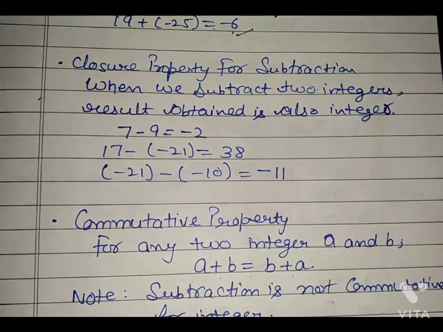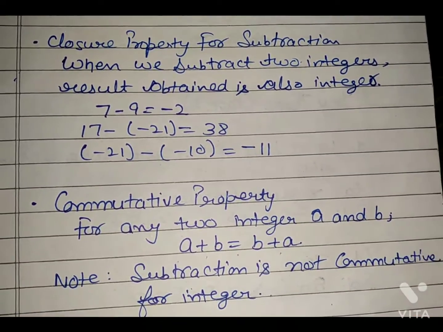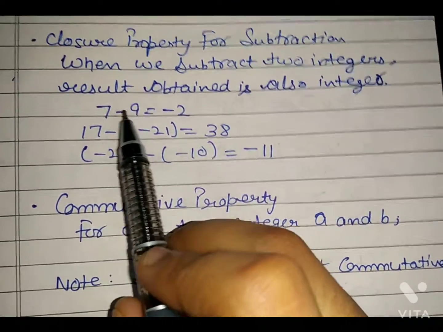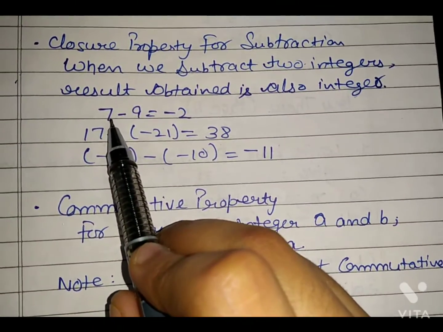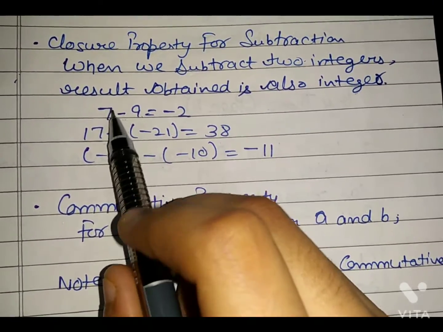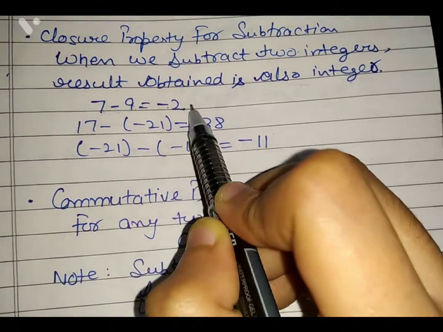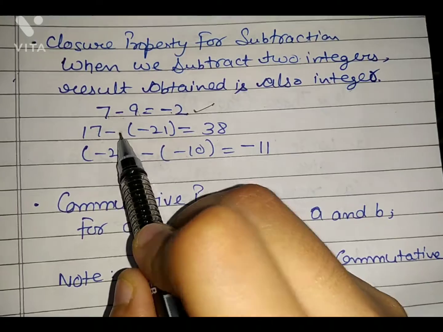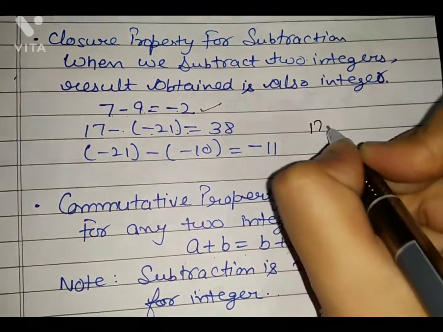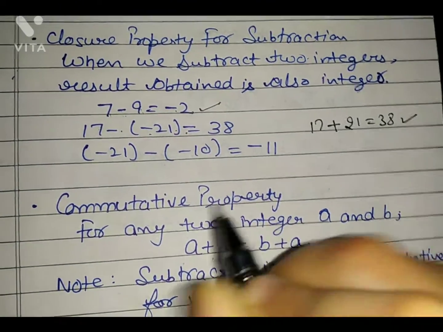Next property is the closure property for subtraction. When we subtract two integers, the result obtained is always an integer. For example, I have taken two integers, 7 and 9. 7 minus 9, I am subtracting this. 7 minus 9 is equal to minus 2. This is an integer. 17 minus minus 21 becomes 17 plus 21, which is 38, which is also an integer.